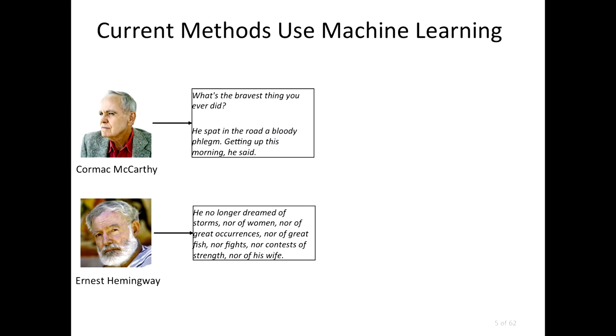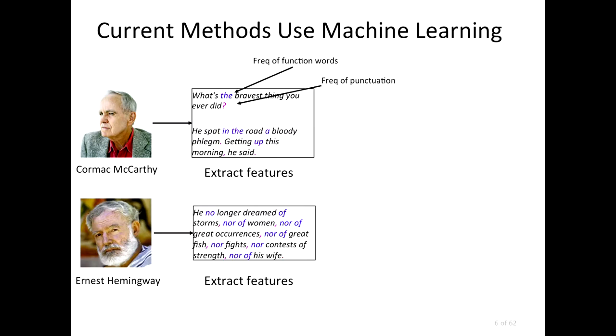So the question is, how can you tell the difference between these people? So we can't just feed the text straight in. We have to extract features from it. The types of features we use, an example of this might be the frequency of function words. Function words are sort of the small little words that don't necessarily mean anything. And we might also look at, say, the frequency of punctuation. It tells us something about the structure. We also use a lot more features in our work, which we'll talk about later.